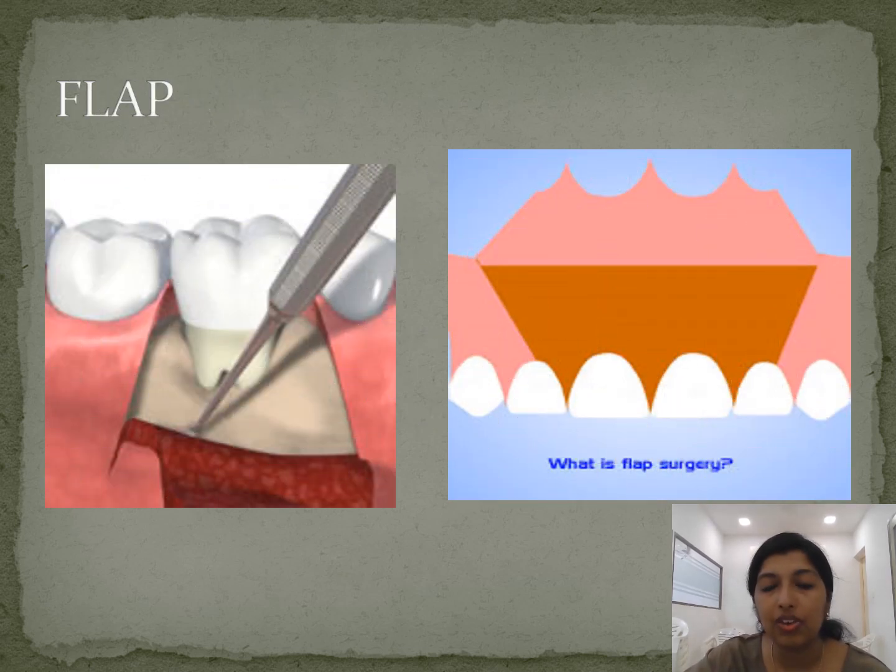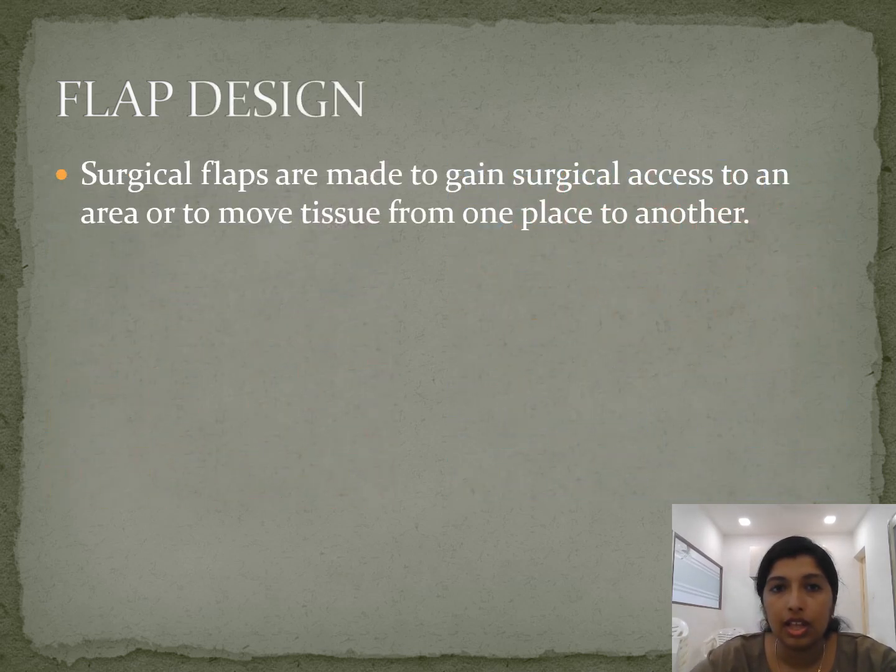Coming to flap. Flap is basically, once you incise, you retract your soft tissue, and that is known as a flap. Intraorally, you have the mucosal flap as well as the mucoperiosteal flap. Surgical flaps are made to gain surgical access to an area or to move tissues from one place to another.